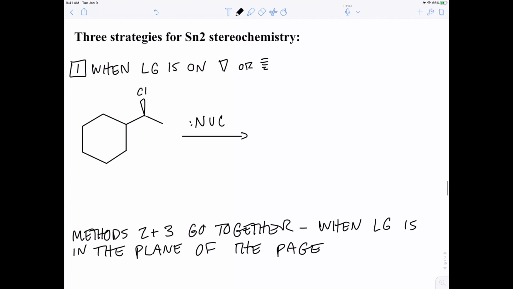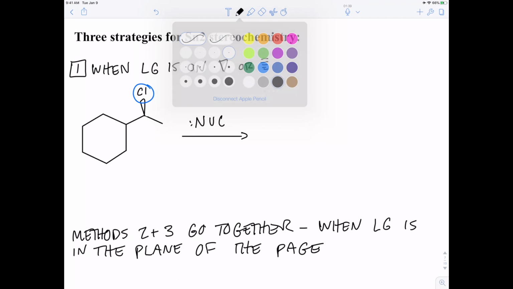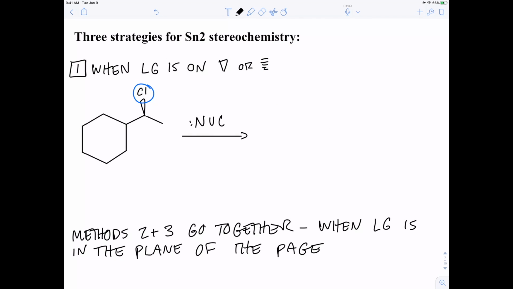I've got 3 of them for you, depending on where your leaving group is. So strategy number 1 is for that first case scenario when your leaving group is on a wedge or a dash. So this is basically the exact same example that we just did. You have a leaving group, it's there. In this case, it is on a wedge. So when that's the case, all you have to do is just put your nucleophile on and swap the wedge or dash to indicate inversion.